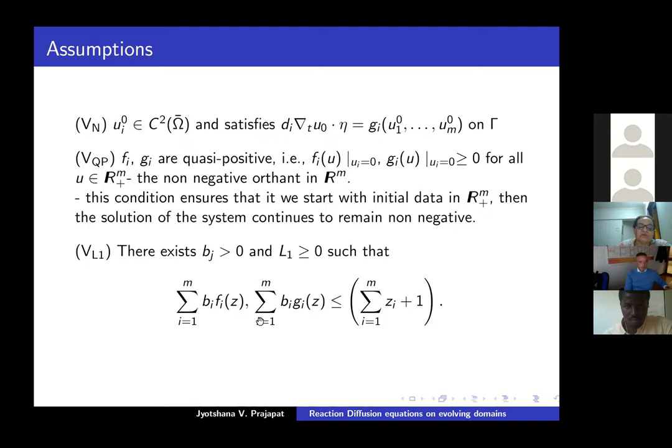This is a condition which we refer to as VL1. Here one sees that you have linear combinations of fi and gi, so again boundary and domain, and there exists a fixed constant L1 strictly greater than zero. Otherwise it's redundant and it's missing over here. I'm so sorry. You should have L1 over here times this particular sum. So this is condition VL1.